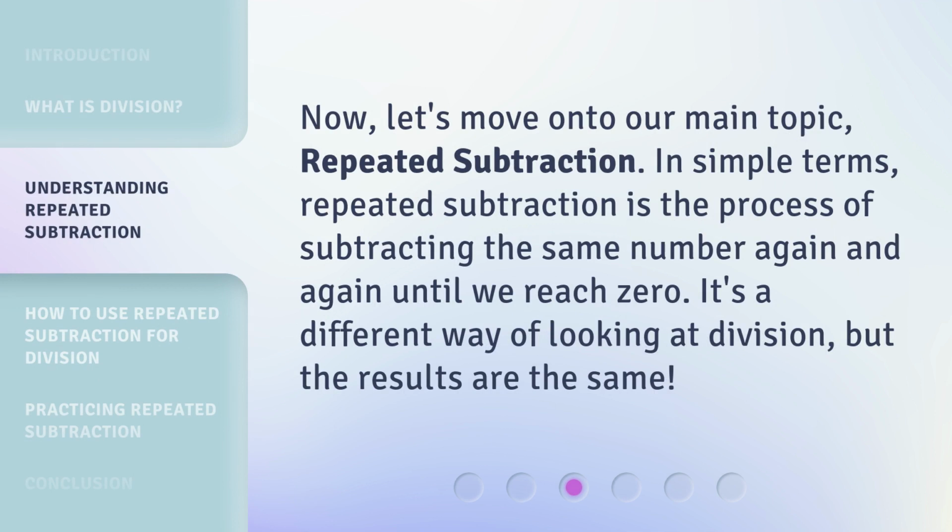Now, let's move on to our main topic, repeated subtraction. In simple terms, repeated subtraction is the process of subtracting the same number again and again until we reach 0. It's a different way of looking at division, but the results are the same.